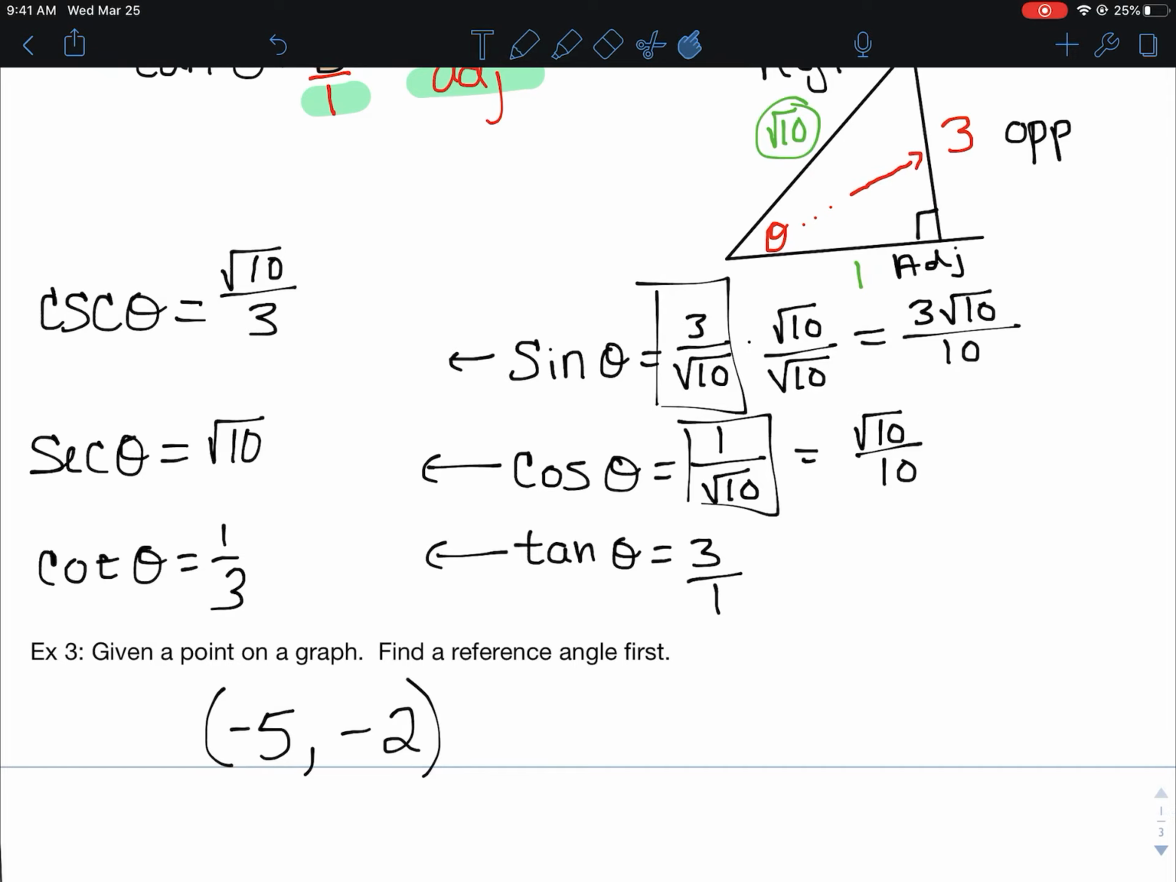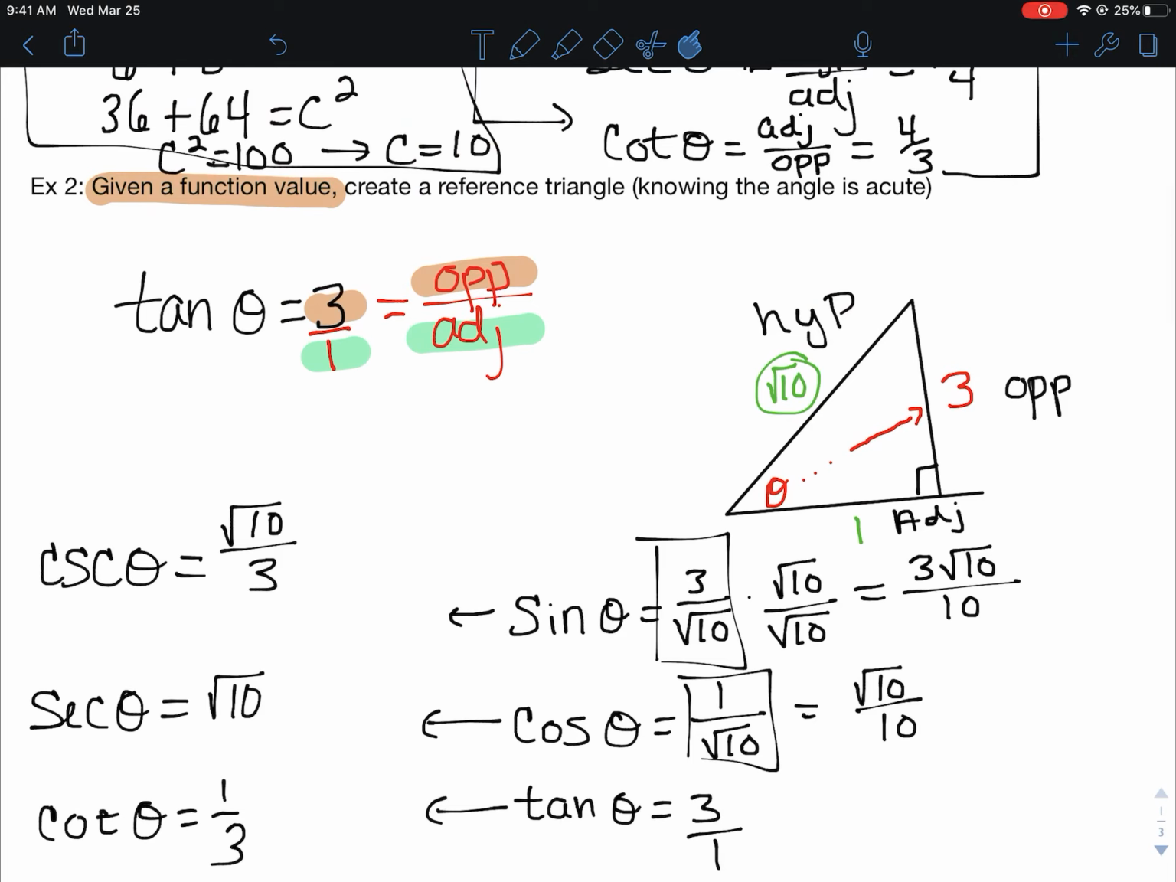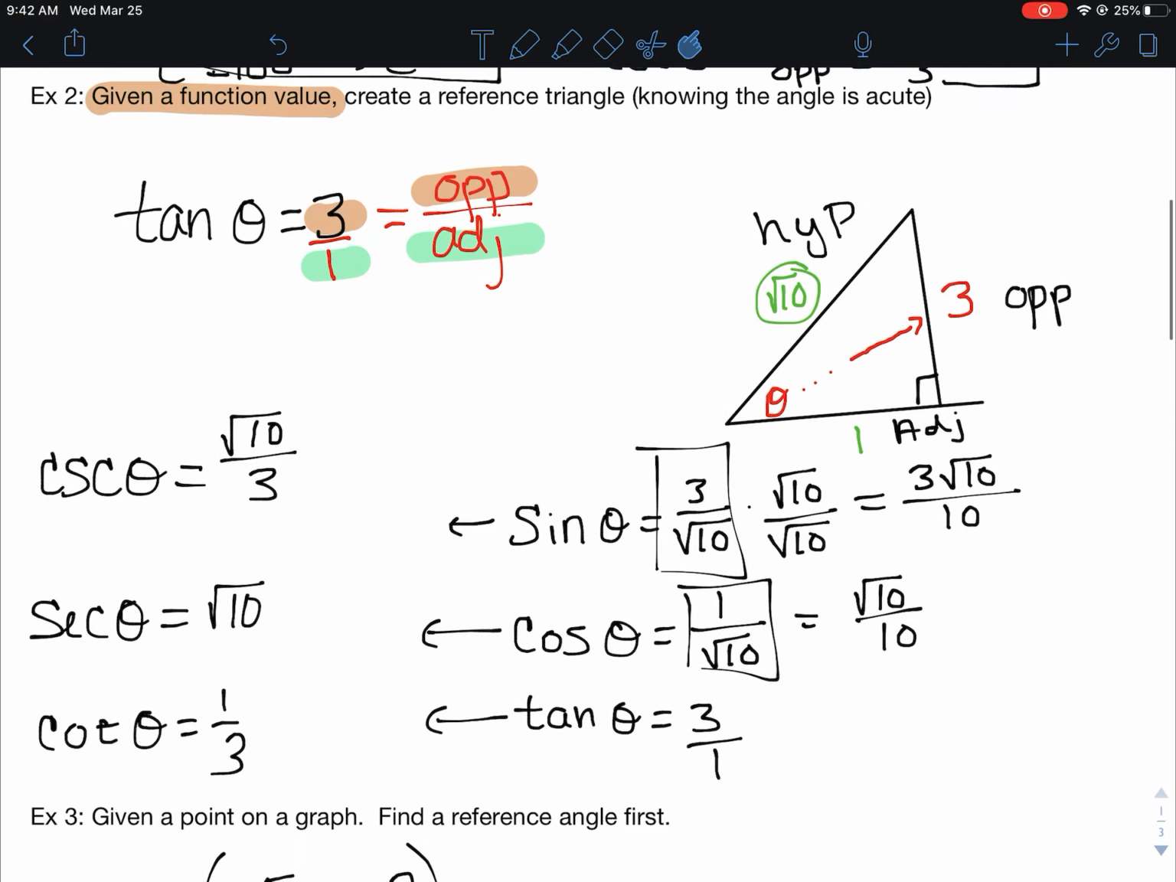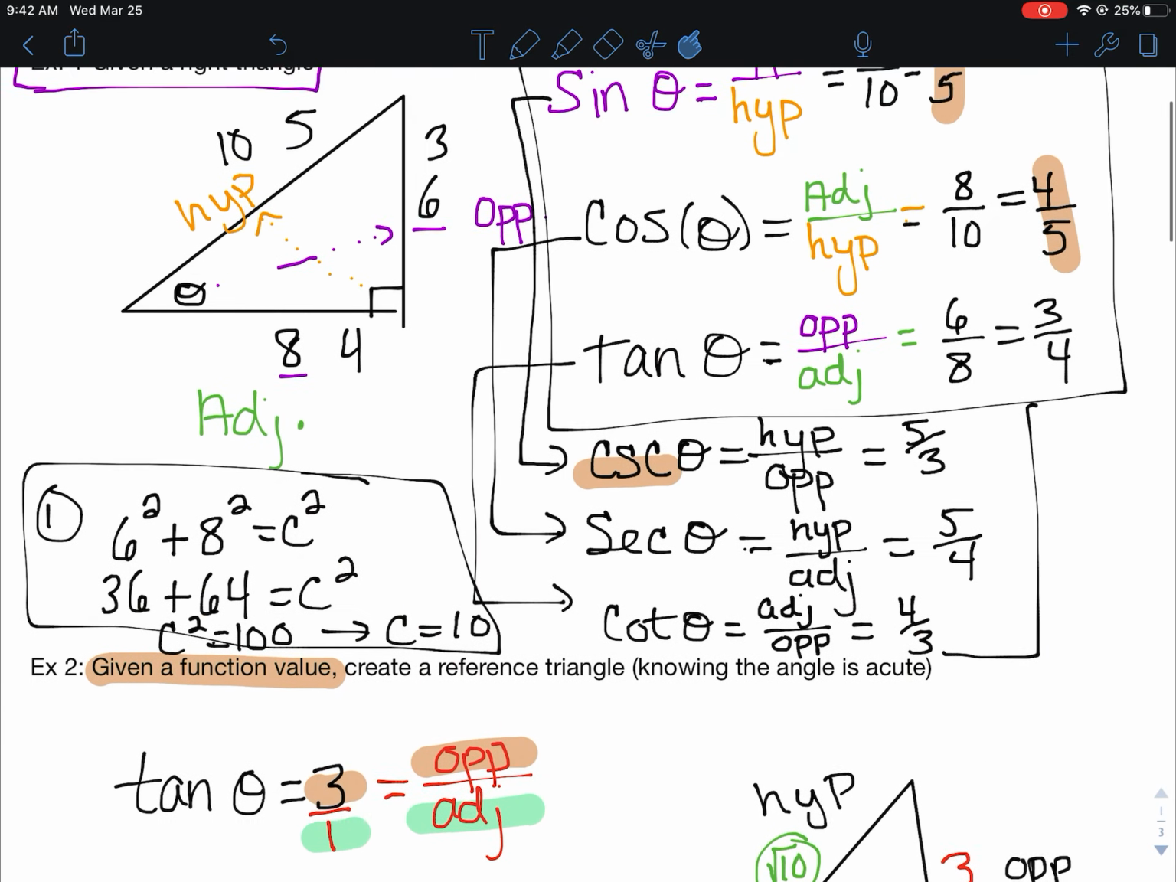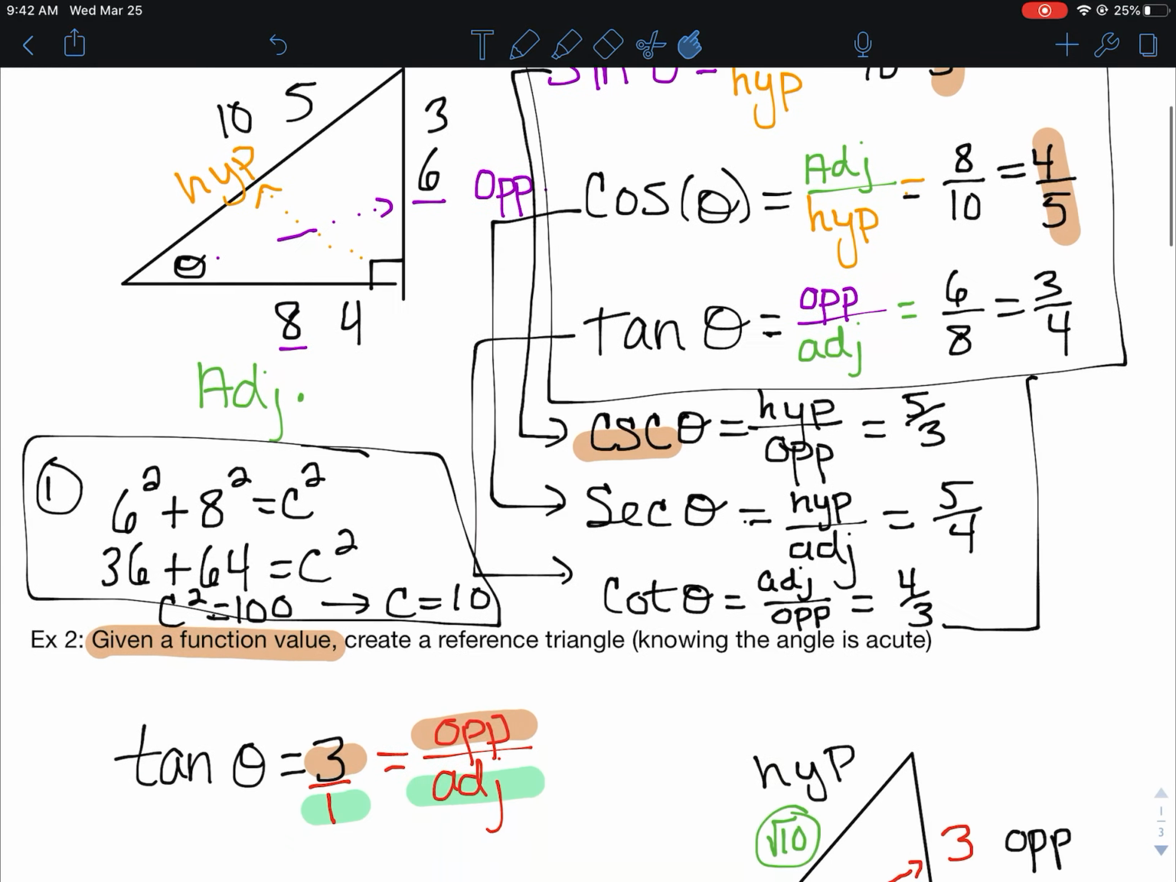All right, so again, similar steps. We're going to look at the function value, figure out which two sides of the triangle we know because of this function, and then we're going to, sorry, my cat is scaling the chair right now if you can hear that. And then we're going to set up a right triangle and find those same function values, exactly like we did when we're given the triangle to start with.